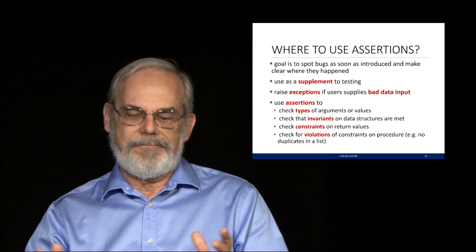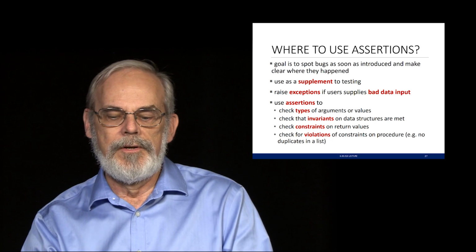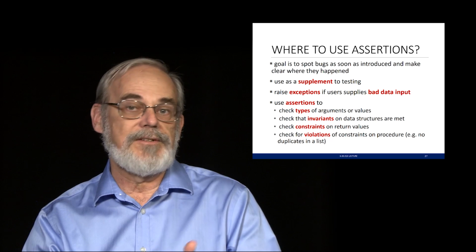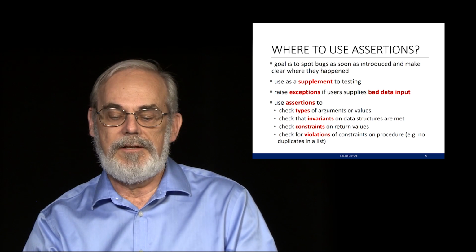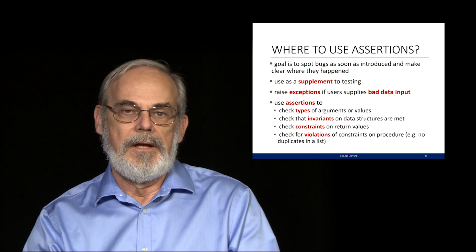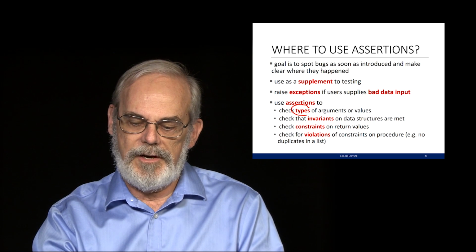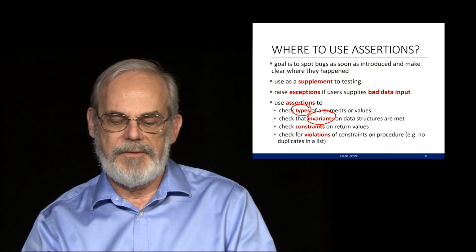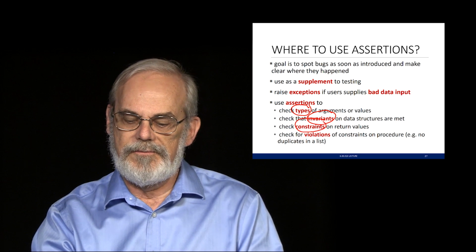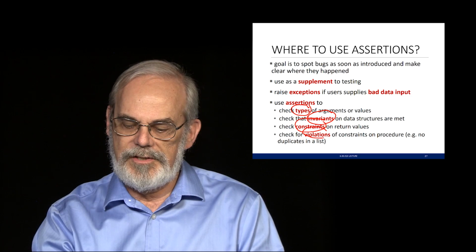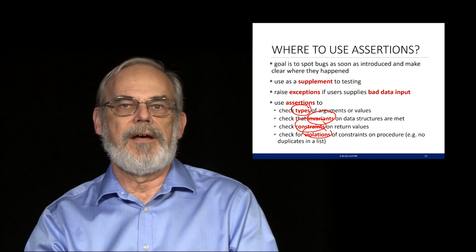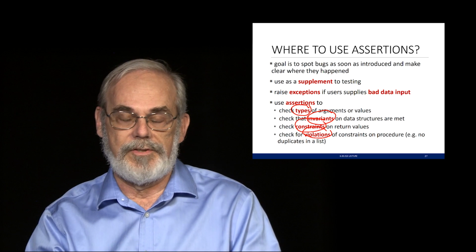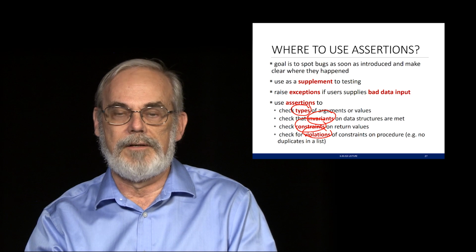So where should you use assertions? Well, these are some good examples of it. Our goal is to spot bugs as soon as they're introduced and make clear where they happened. So I can use assertions as a supplement to my testing, raising them anytime a user supplies bad input data. And good places to use assertions are to check types of arguments, to check that invariants on a data structure are met. This is a list of more than one element, for example. To check constraints on values being returned, and to look for violations of constraints on a procedure. For example, I say I expect a list to have no duplicates. Well, I could enforce that by using an assertion to stop the execution if I get to that kind of point.